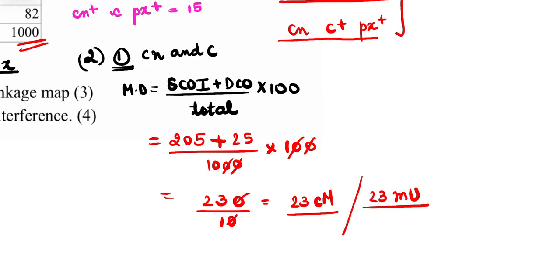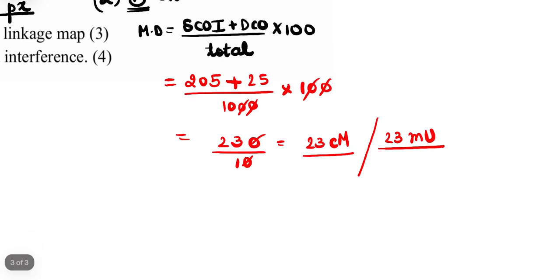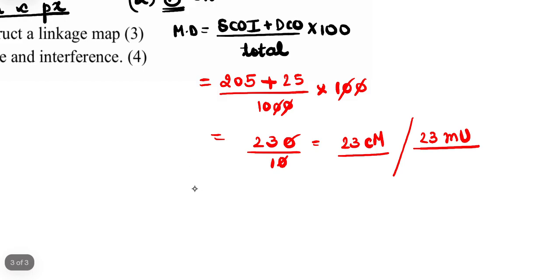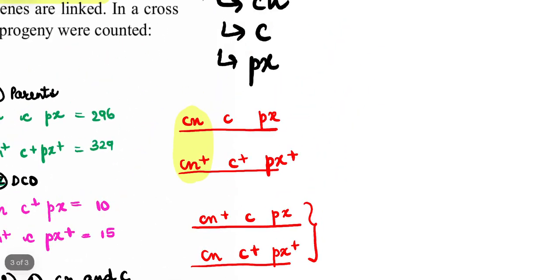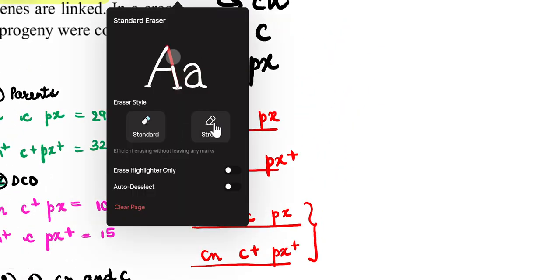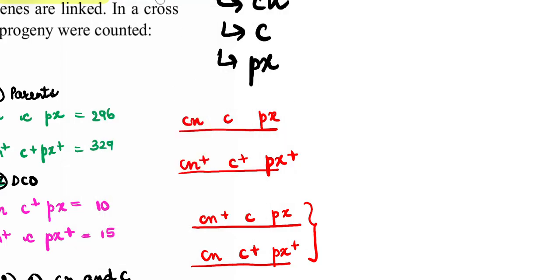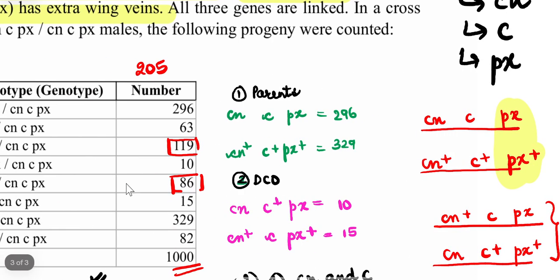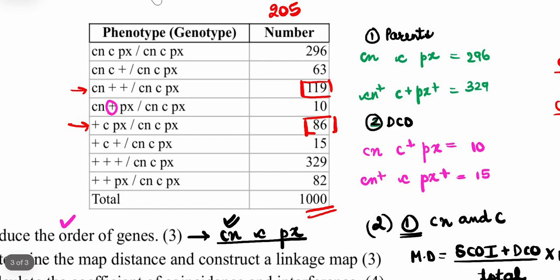Any answer you write, the units are correct. So this is the distance between the CN and C. Now we have to find the distance between C and PX. So I can easily solve it from the parental genotype again. This time I have to interchange these two of them, or directly from here also you can get the answer, because now the others have already been occupied.